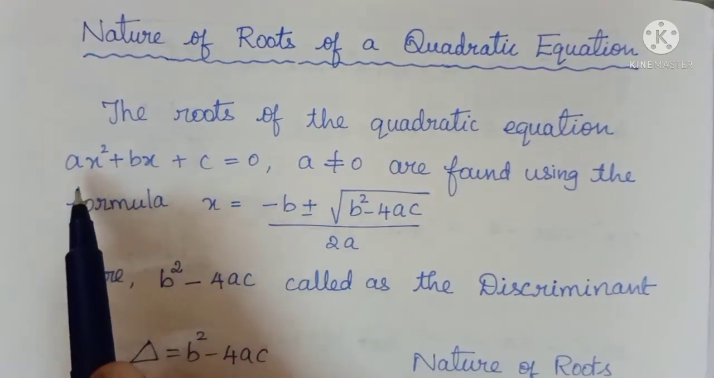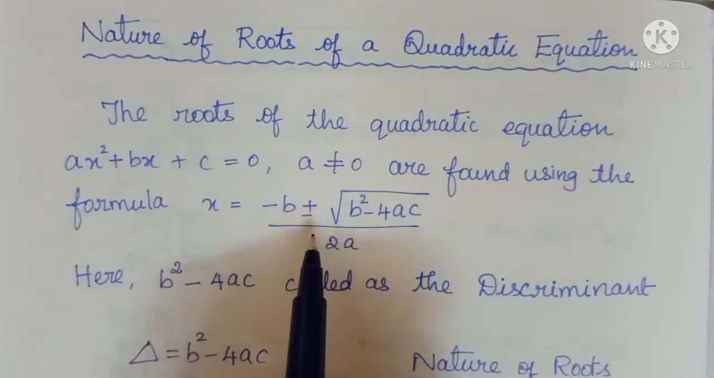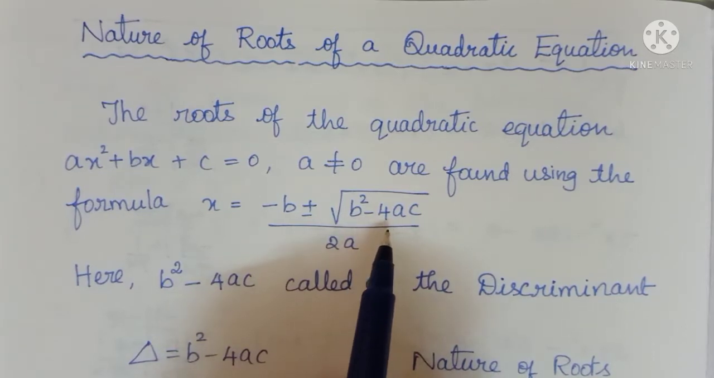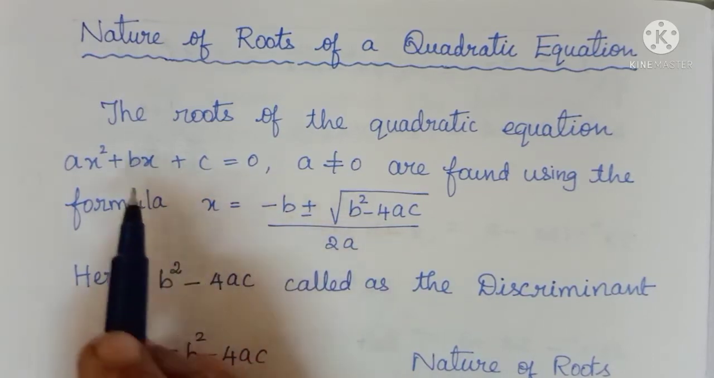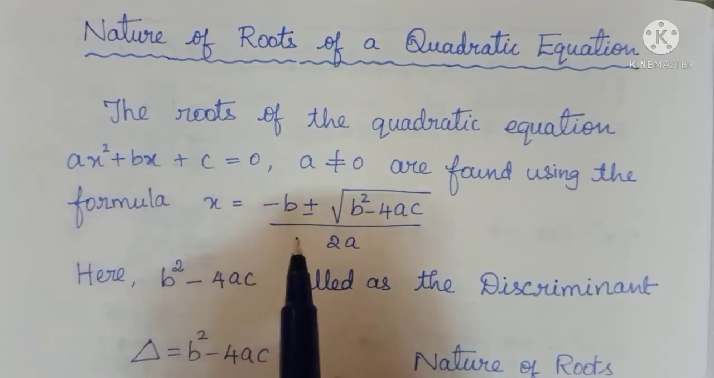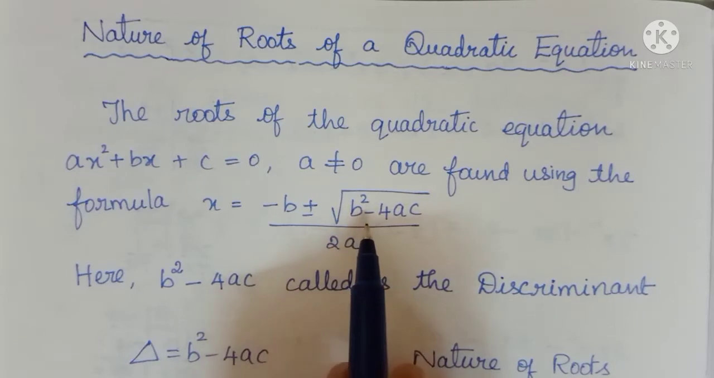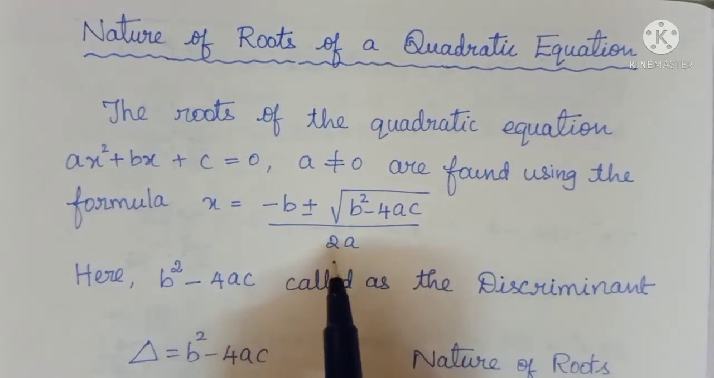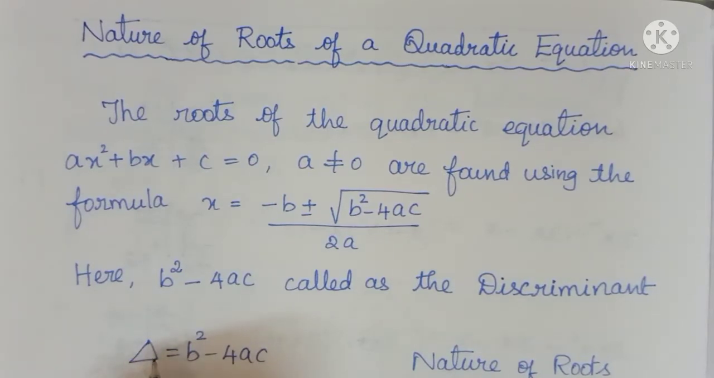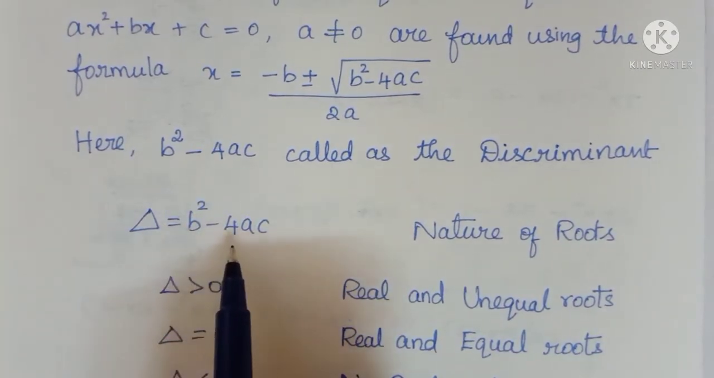To calculate the values of x, we use one formula, that is x is equal to minus b plus or minus root of b squared minus 4ac by 2a. This formula is used for finding the values of x for this quadratic equation. Now here we are going to consider the value inside the root, that is b squared minus 4ac. We give it a separate name: b squared minus 4ac is called the discriminant. The discriminant is denoted by a triangle symbol, delta or del, equal to b squared minus 4ac.